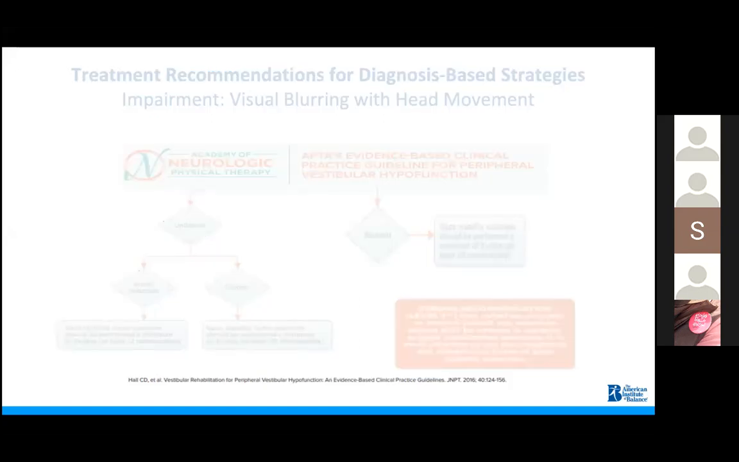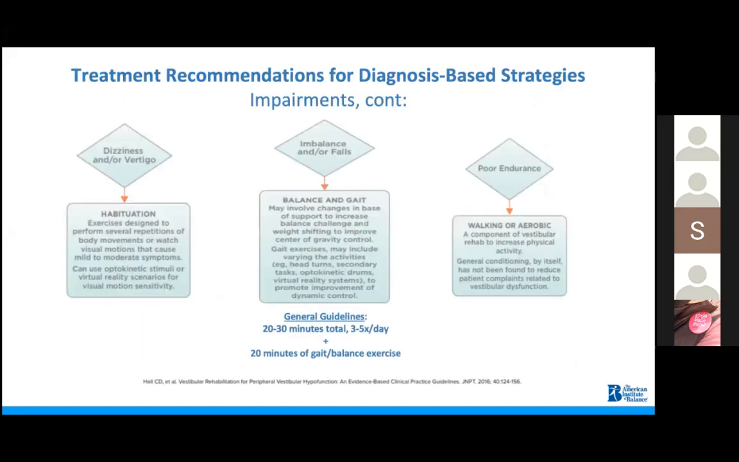We also have recommendations for dizziness or vertigo using habituation, for balance or falls, balance and gait therapy, or for poor endurance, walking or aerobic activity. So these are meant to be guidelines. And again, patients are an N of one. So these are global guidelines, but they act as a good starting point.